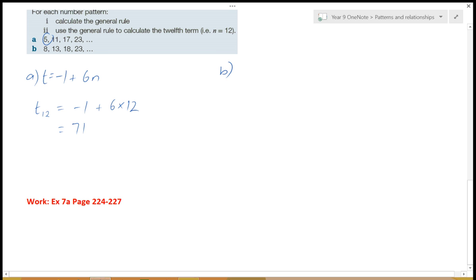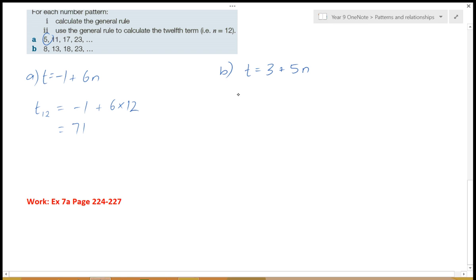Okay. Alright, looking at our next one, we've got 8, 13, 18, 23. What's our rule for that second one? Thomas? Plus 5. Okay, we're adding 5 each time. So our rule is going to be plus 5 what? Jamie? N. Okay, n for the number of our terms. Alright, what number would we have to start with to end up with 8 for our first term? Daniel? 3. So our rule is going to be our term equals 3 plus 5n.